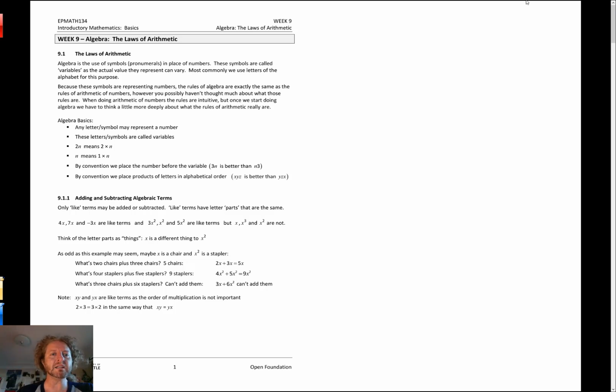Firstly, the basics. Any letter or symbol may represent a number, but like I said, we're going to use mostly letters. Okay, and we call them variables, mention that. 2n means 2 times n. The same way we've had this before.